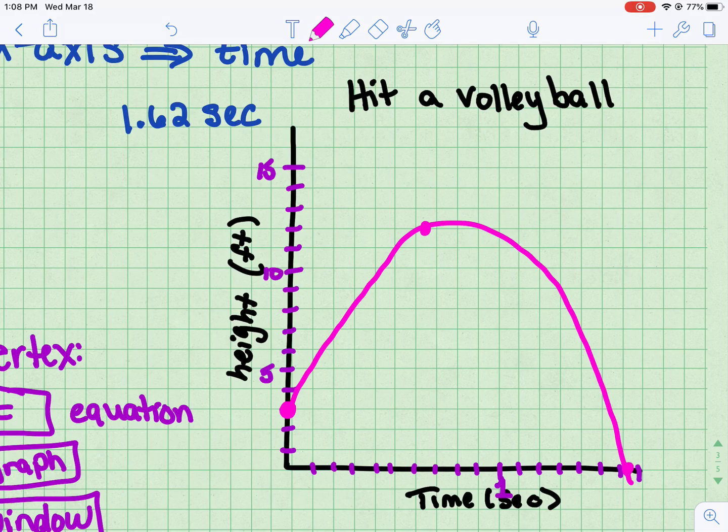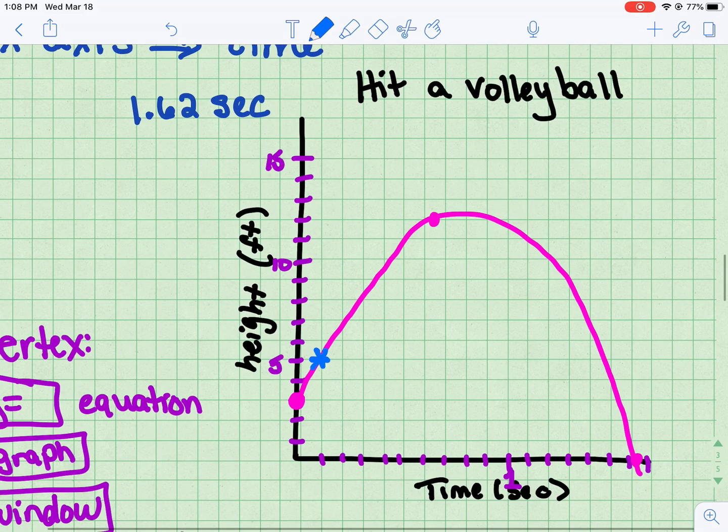Now I might ask you, at what time was the ball at 5 feet? Well, the ball was at 5 feet in two places. The ball was at 5 feet here. And so that's 1/10 of a second. But it was also at 5 feet on its way down. Now this isn't as exact, but it's right here. So there are two answers to that. There's 2 times the ball is at 5 feet. And you have to really think through these problems.